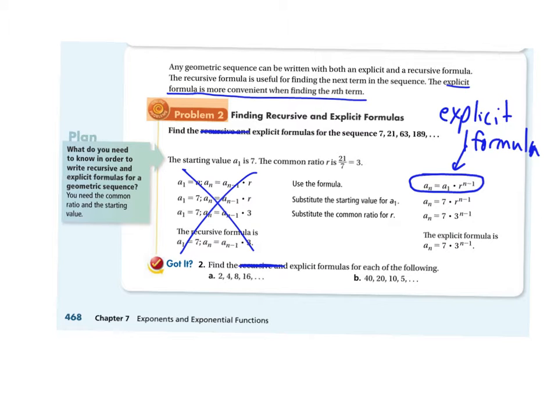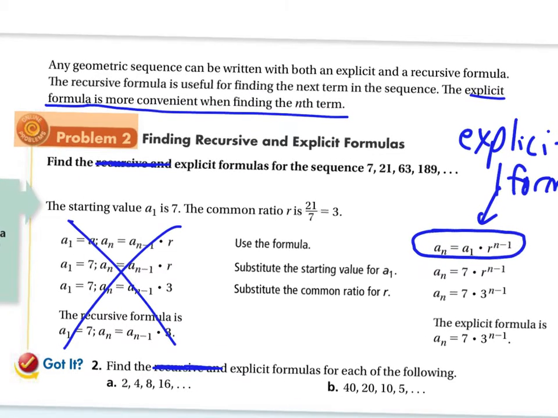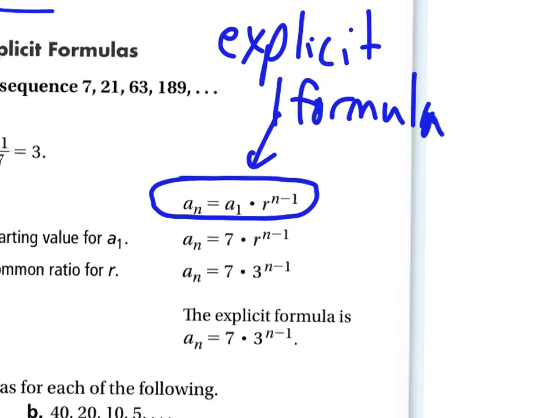We'll look at the next part. It talks about finding a formula for a geometric sequence. And it mentions here the explicit formula is more convenient when finding the nth term. So we are just going to do the explicit formula. We're not going to worry about the recursive. We are just going to find the explicit formula. The explicit formula is listed here. This is the one that we already talked about earlier in the lesson.